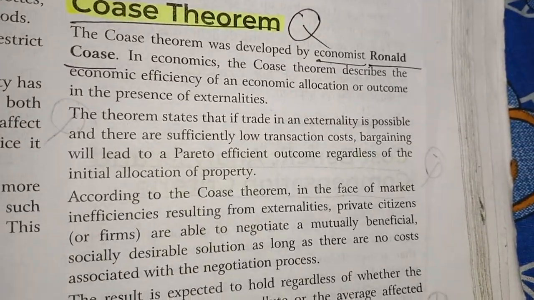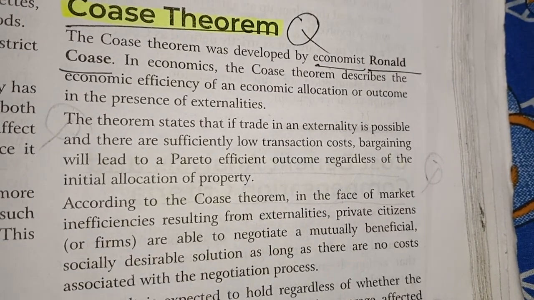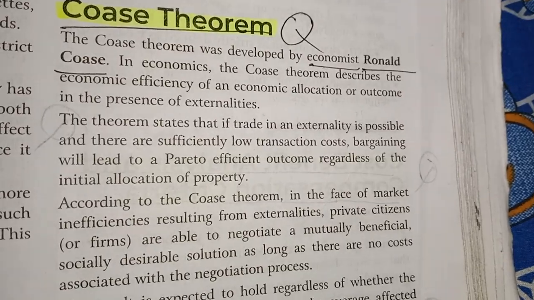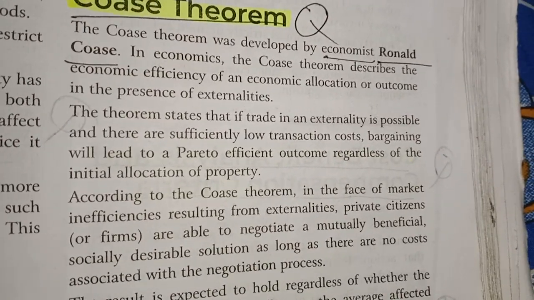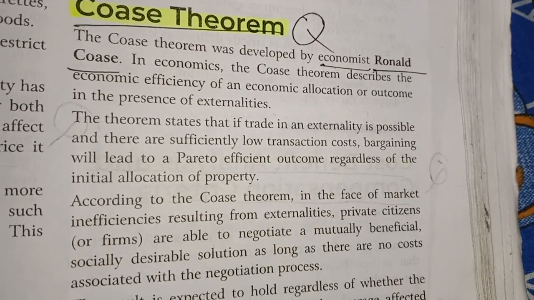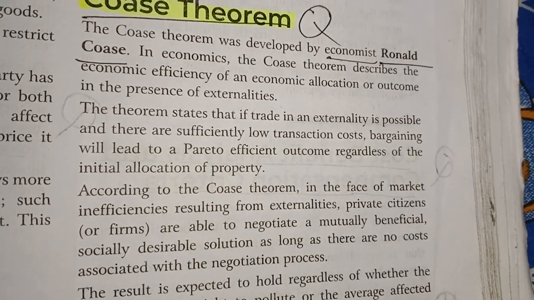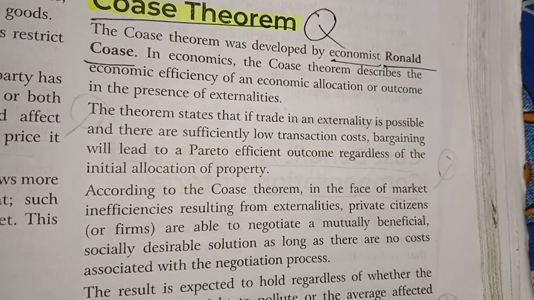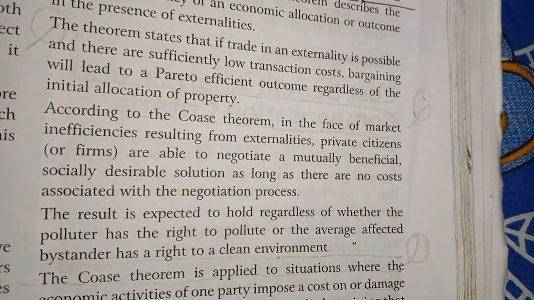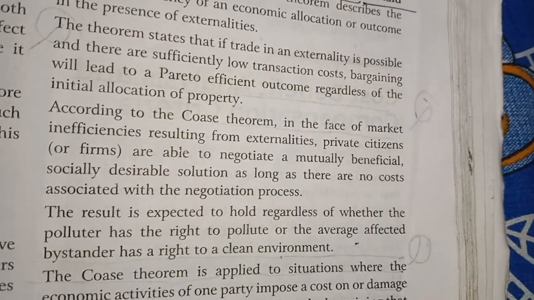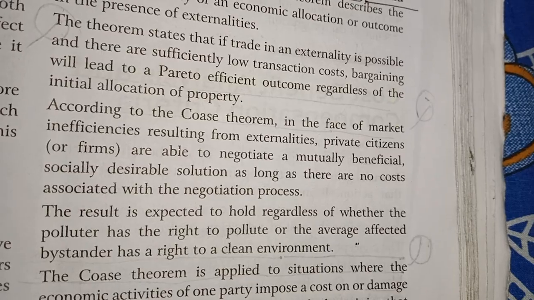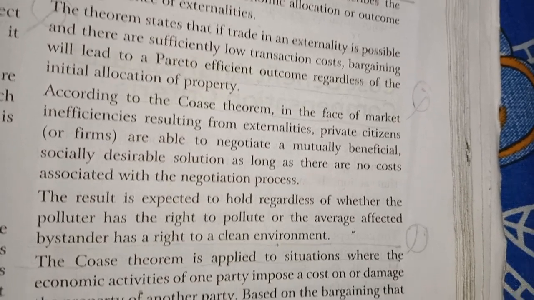According to the Coase theorem, in the face of market inefficiencies resulting from externalities, private citizens or firms are able to negotiate a mutually beneficial, socially desirable solution, as long as there are no costs associated with the negotiation process. The result is expected to hold regardless of whether the polluter has the right to pollute or the affected bystander has the right to a clean environment.